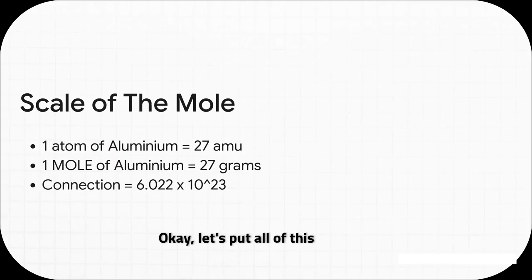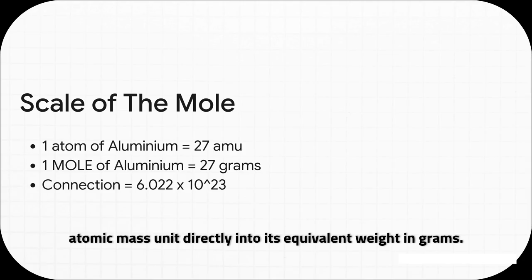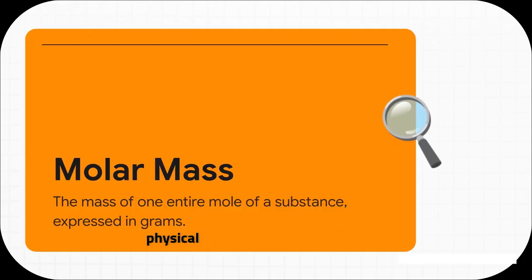Okay, let's put all of this together and actually build our mathematical bridge. Remember our elegant shortcut? One single atom of aluminum weighs 27 AMU. Now, if you gather exactly 6.022 times 10 to the 23rd aluminum atoms, meaning 1 full mole of them, they will weigh exactly 27 grams on your physical scale. Avogadro's number is the exact translation key. It's the precise number of atoms required to turn a substance's atomic mass unit directly into its equivalent weight in grams.